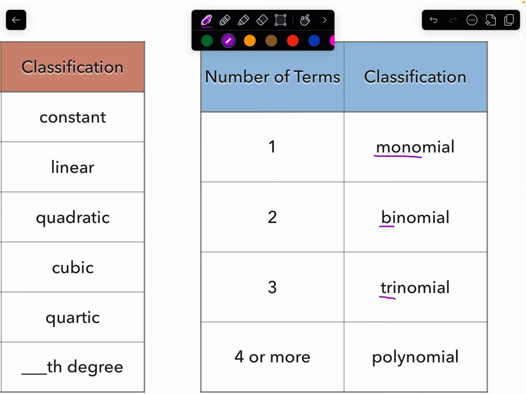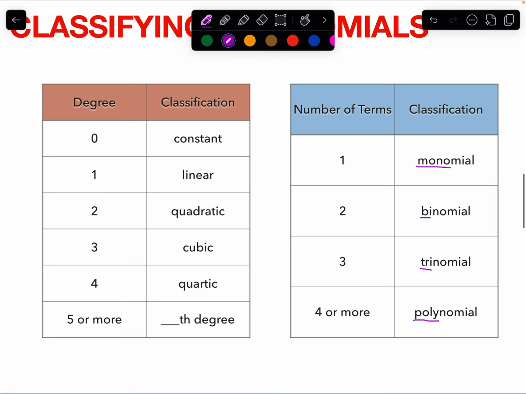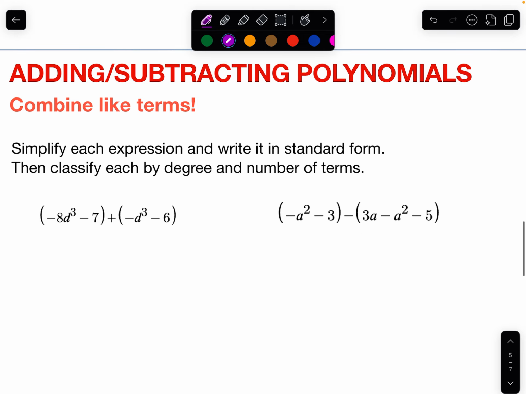Any more than 3 terms, 4, 5, 6, 7, we just generically call those expressions polynomials. That prefix poly means many. There are many terms here. Polynomial is the big overarching term for us today. Monomial, binomial, trinomial are more specific words. We'll get a little bit of practice with this as we progress through the rest of this.